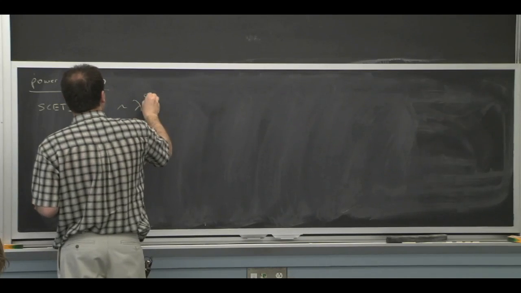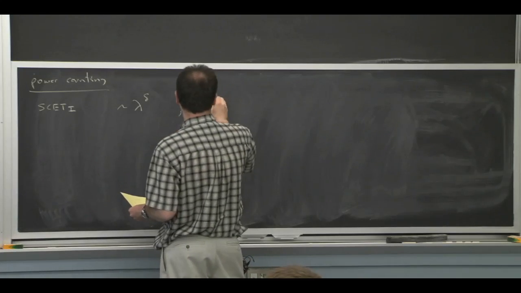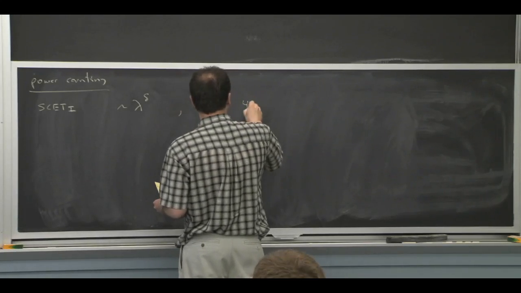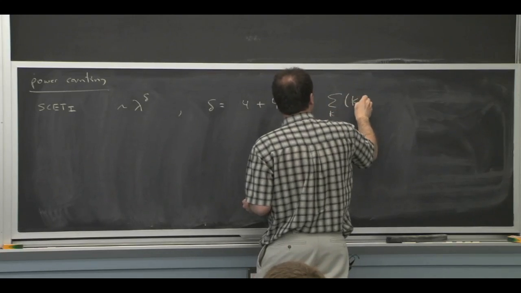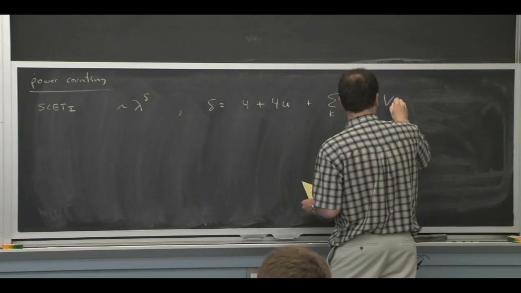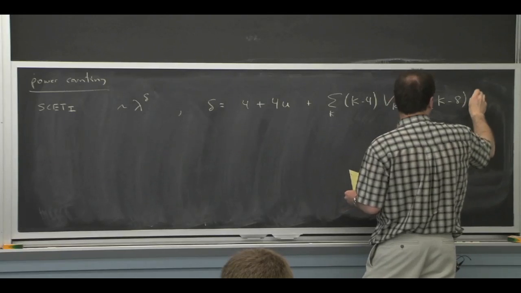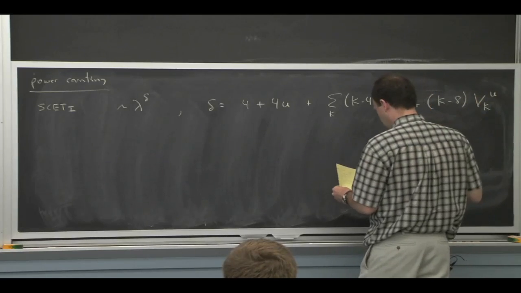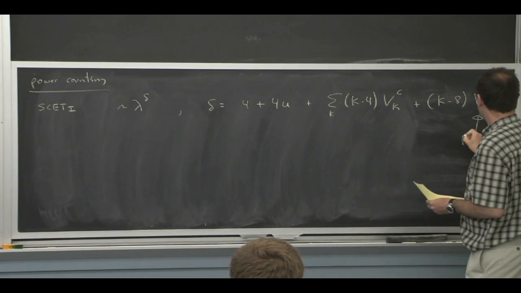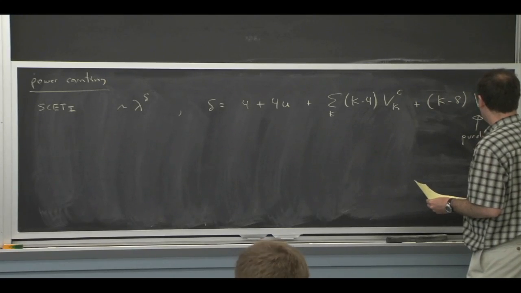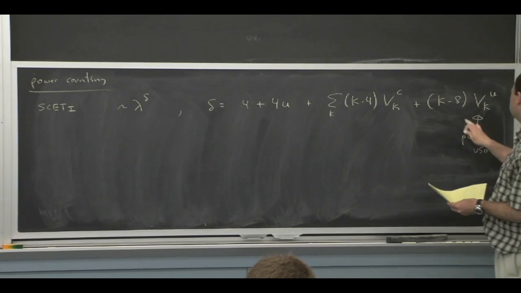So in SCET1, it's pretty simple. You say you have something that's order lambda to the delta, then the formula for delta is as follows. This is very analogous to what we talked about for QCD perturbation theory. So these guys here are vertices that are purely ultrasoft. And if you have purely ultrasoft vertices, you're subtracting 8 because the measure of the ultrasoft particles is 8.